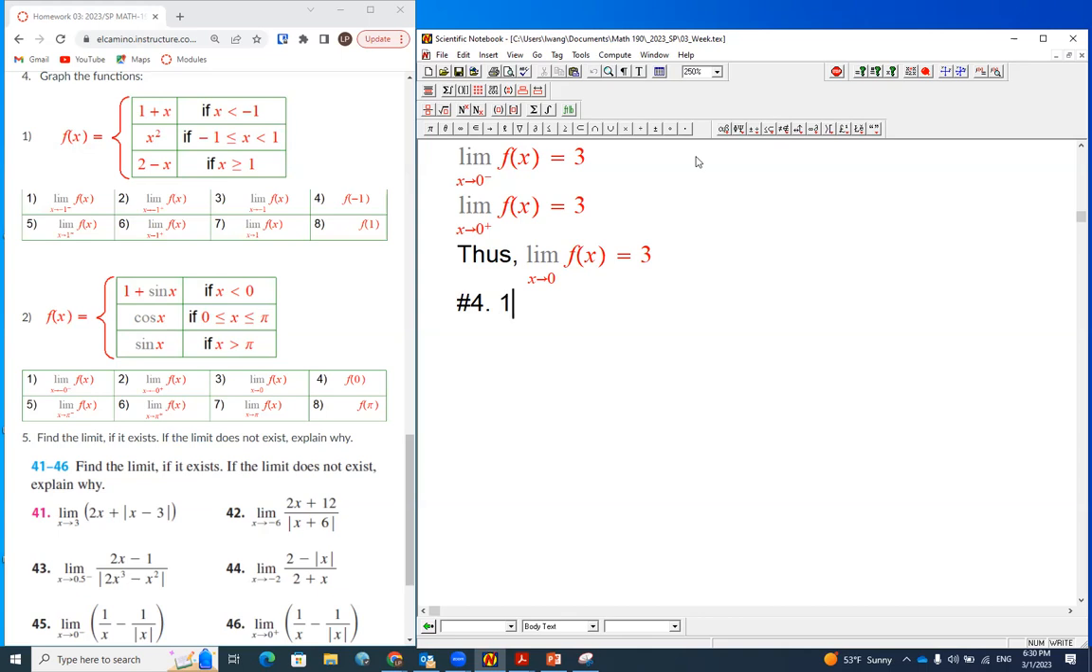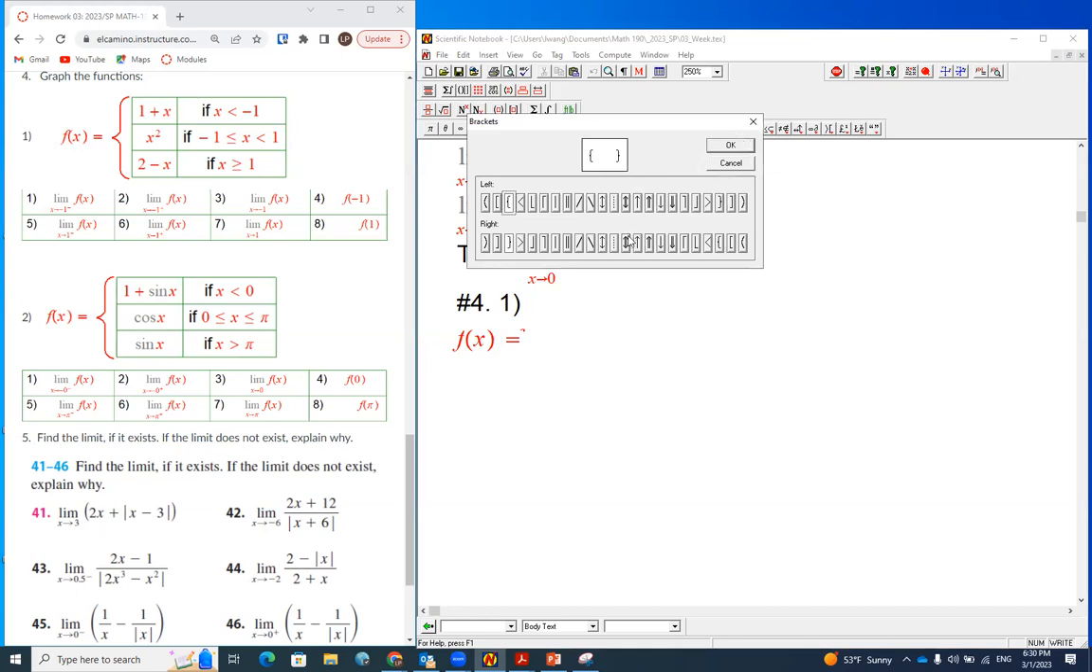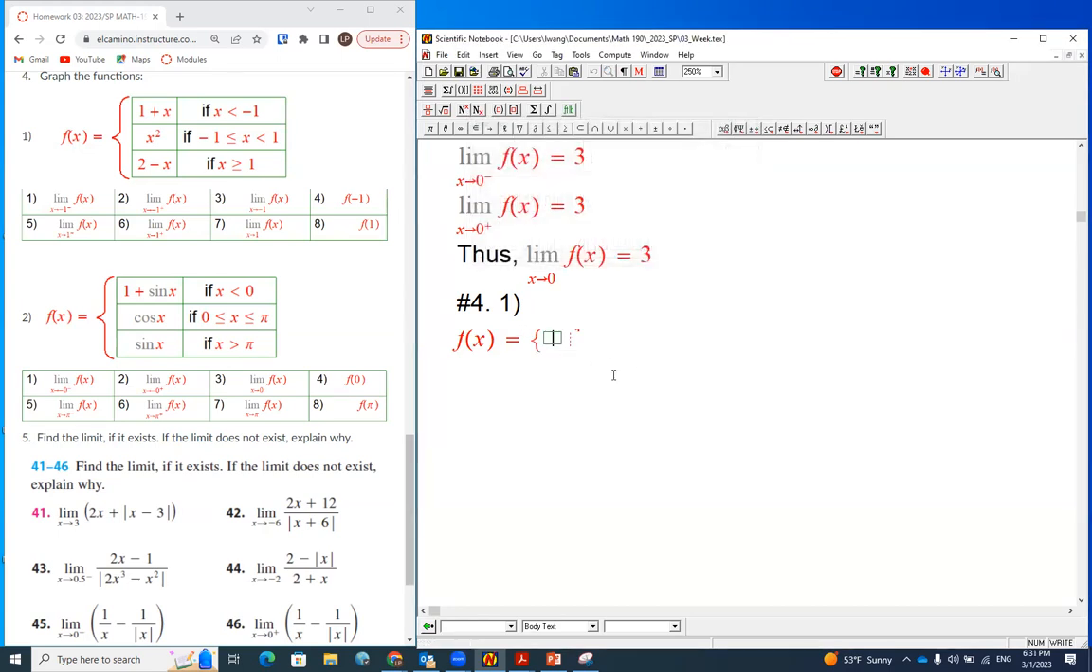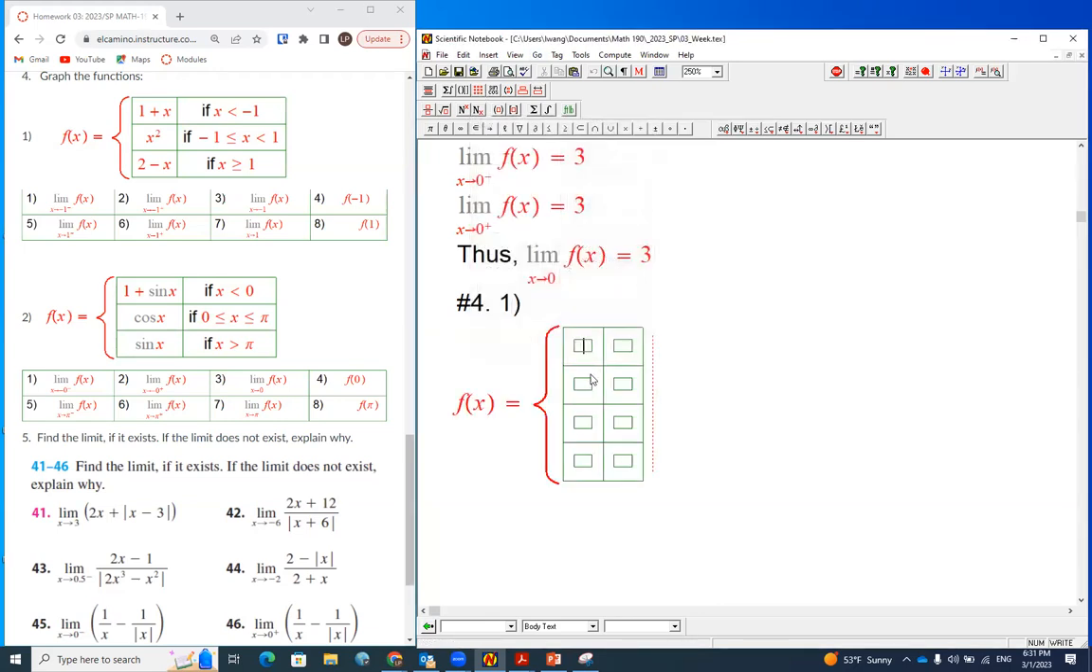Okay, the first one. And I'm going to write down the function. This function has 3 pieces. We will graph it, but a little bit later. So we want to first understand how to use functions properly.